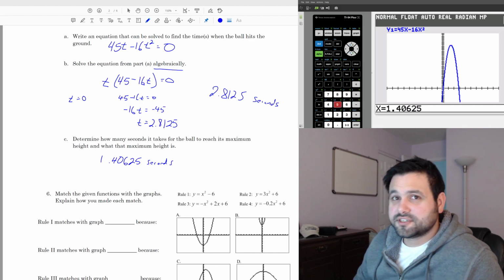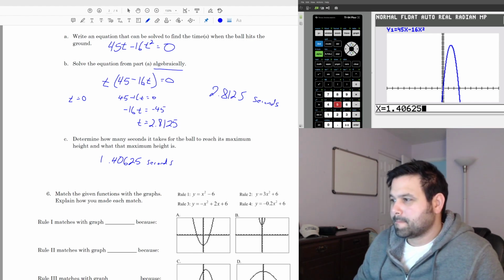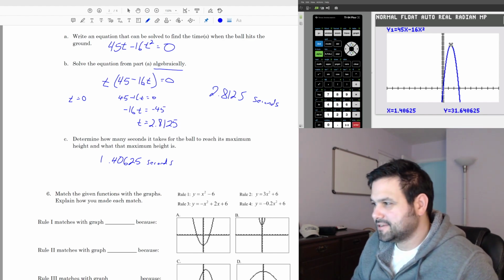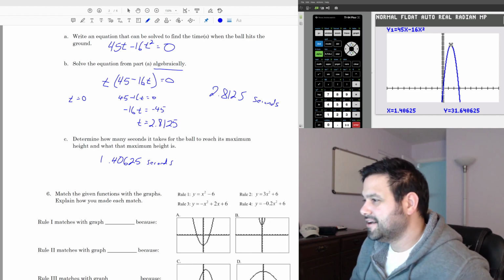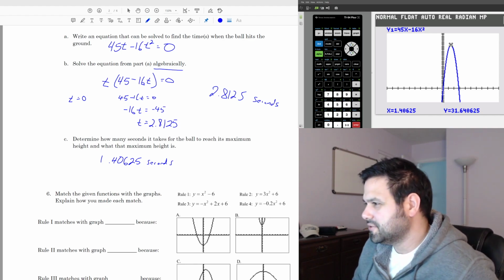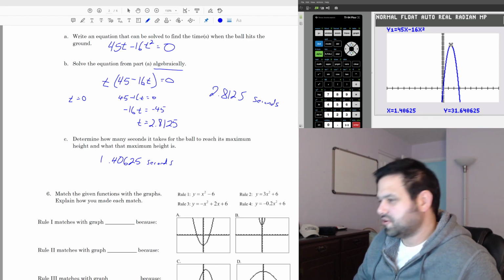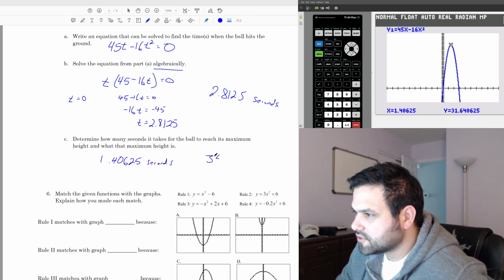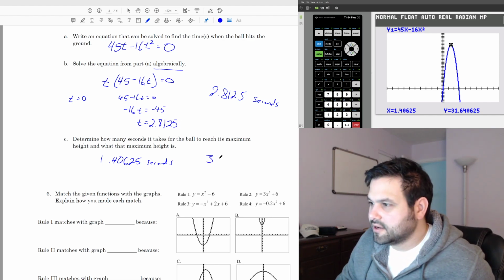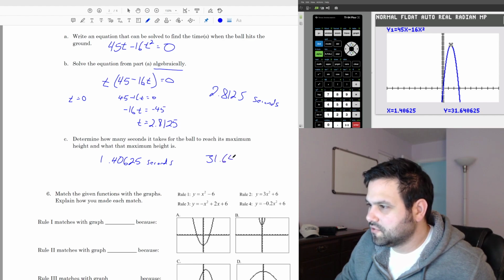1.40625. Hopefully this one's going to look like it's at the maximum this time. Yes, it does. Okay, so we have the correct equation in our calculator now. Hopefully you didn't do what I just did. Anyways, so it reaches a height of about 31.64 feet.